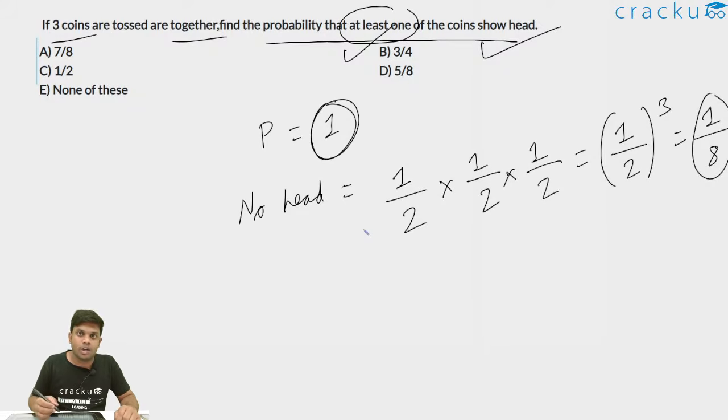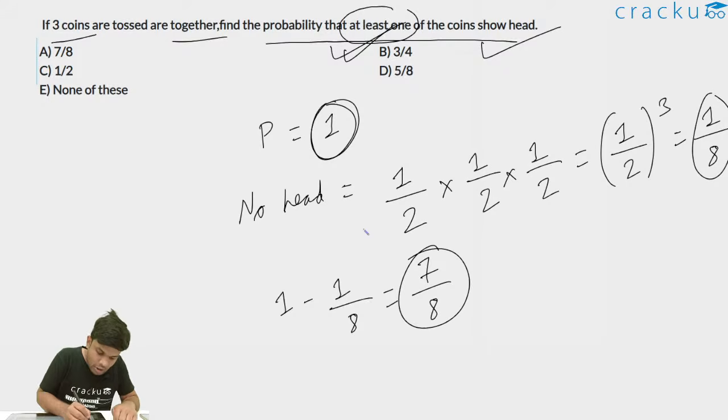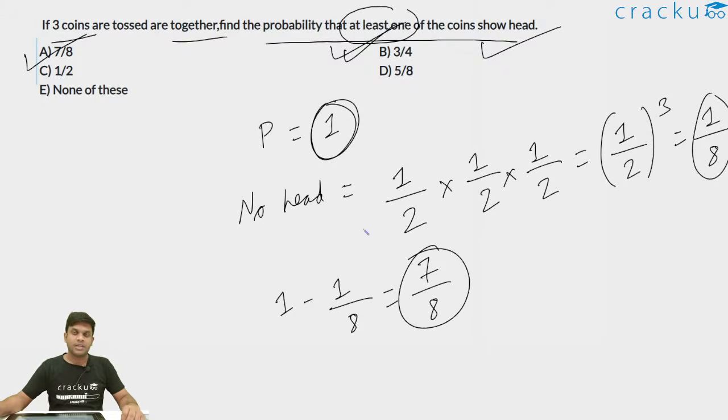Total probability is always 1. So the probability of getting at least one head will be 1 minus 1 by 8, which will be 7 by 8. So our answer is option number A.